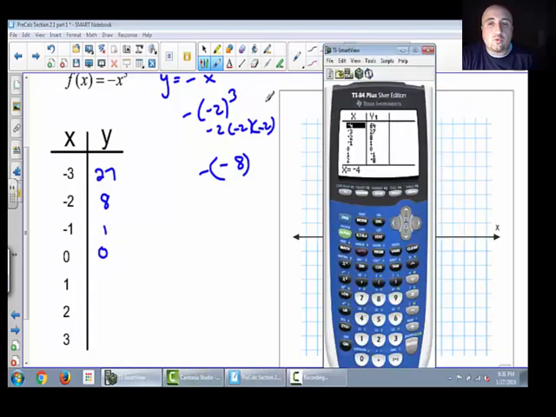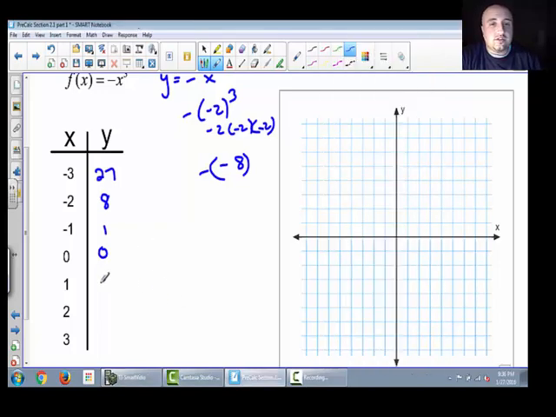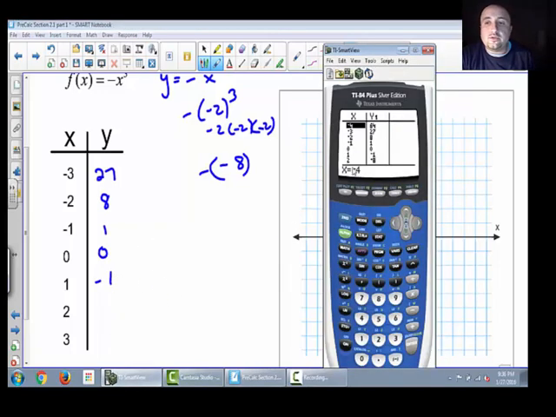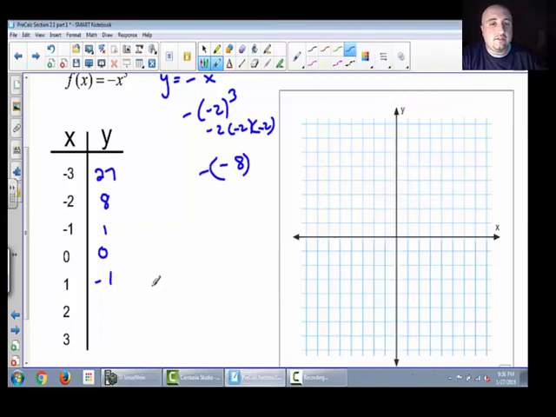Okay, let's go to our calculator. What is 1 equal to? 1 is equal to -1. So this is a little different than the last one. What's 2 equal to? 2 is equal to -8. And I'm assuming you can see the pattern. Positive 3 should be equal to -27.